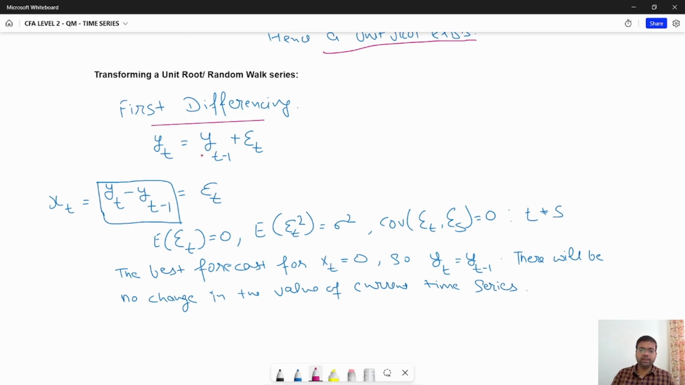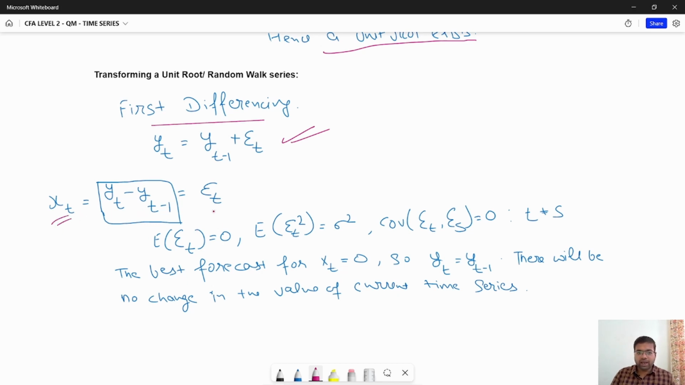So yt is equal to yt minus 1 plus epsilon t. This is our random walk. We subtract yt minus 1 from both sides. So the left hand side becomes yt minus yt minus 1, which is equal to epsilon t. We can say that xt is equal to yt minus yt minus 1, a new term.